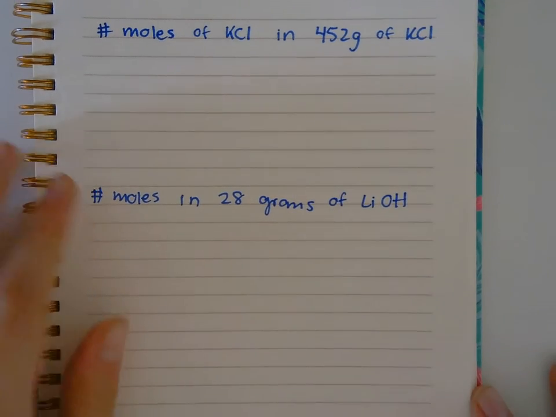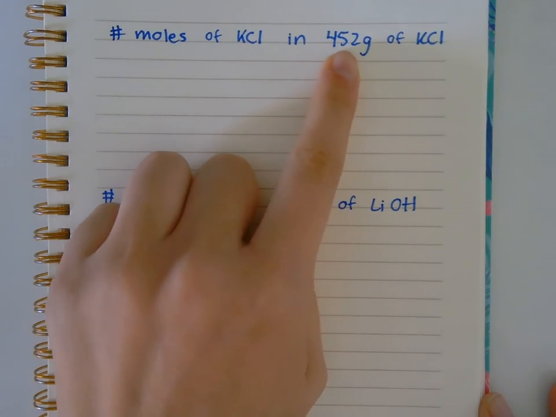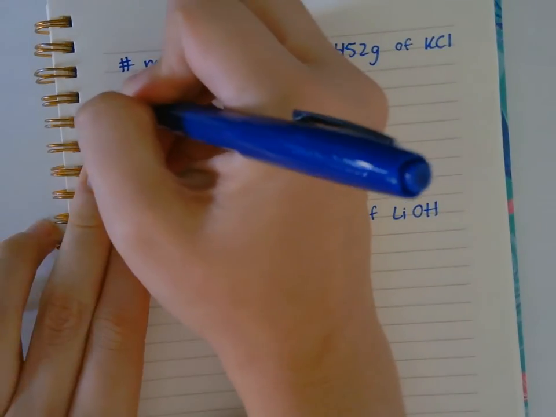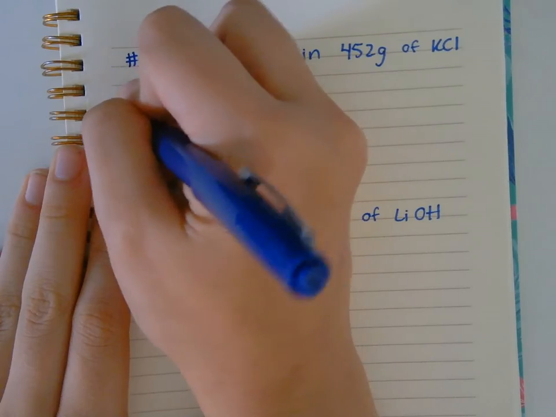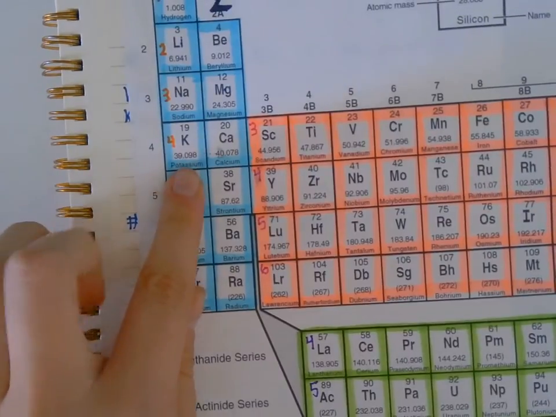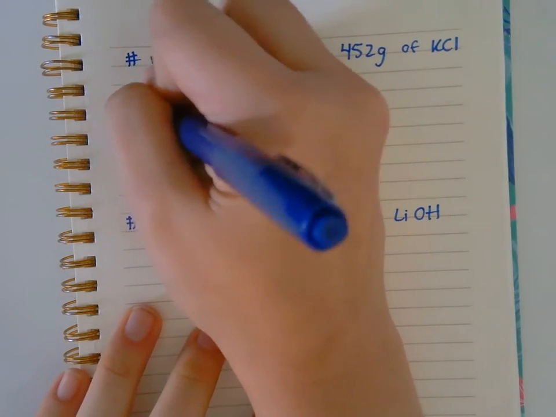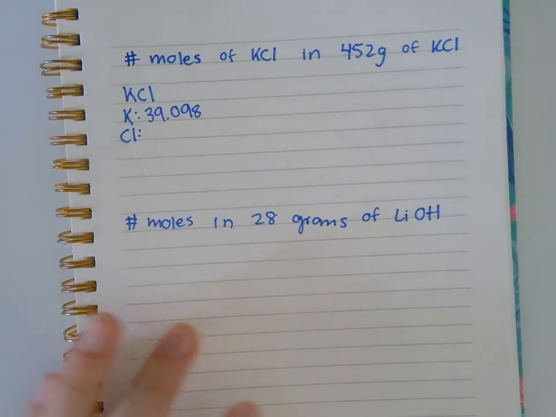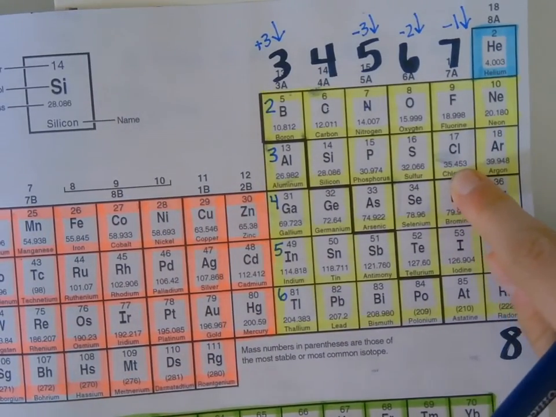Okay, so this first question asks you for the number of moles of KCl in 452 grams of KCl. So the first thing is we need to find the molar mass of KCl. If you look at the periodic table, the mass of K, which is potassium, is 39.098. And the mass of chlorine is over here, 35.453.